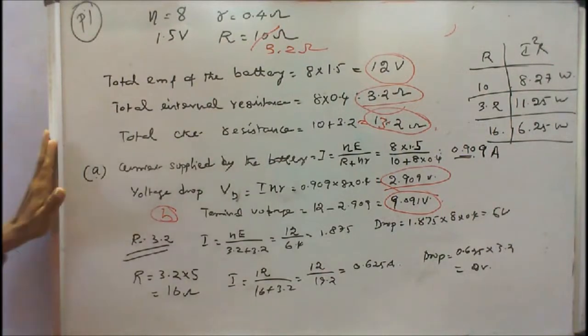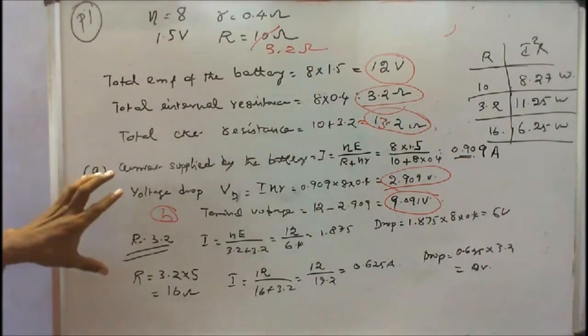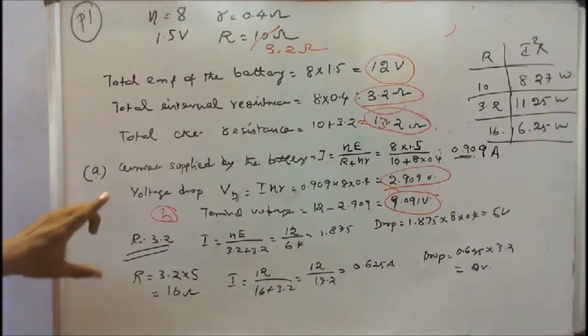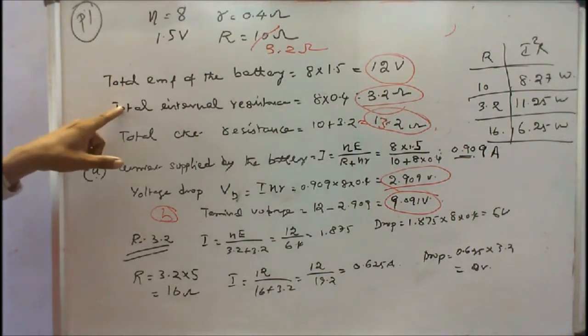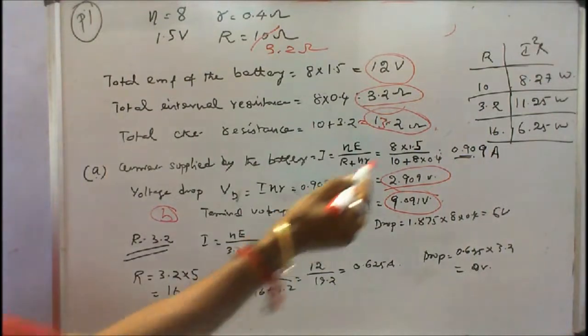I will get maximum power when the load resistance is equal to the internal resistance of the battery. I will get 11.25 watts.